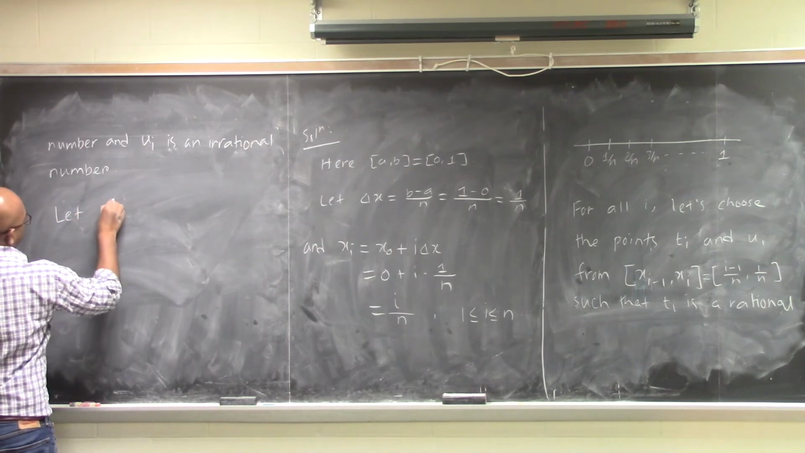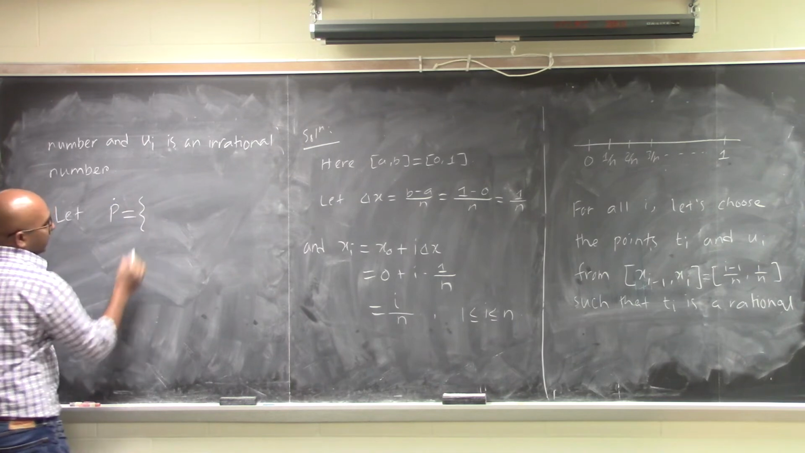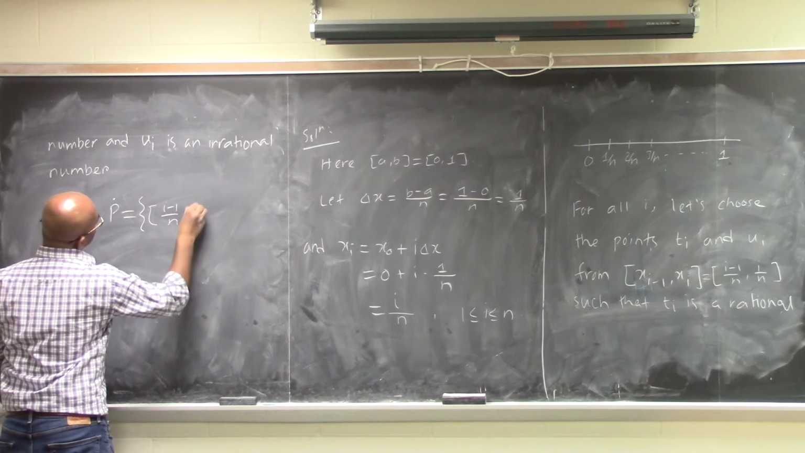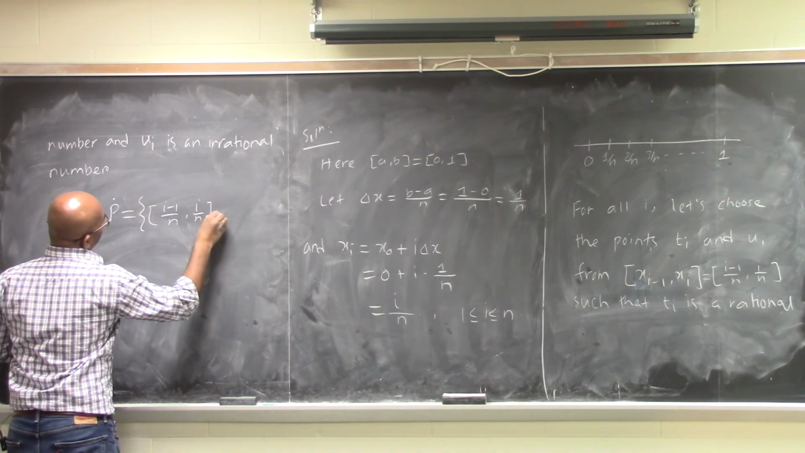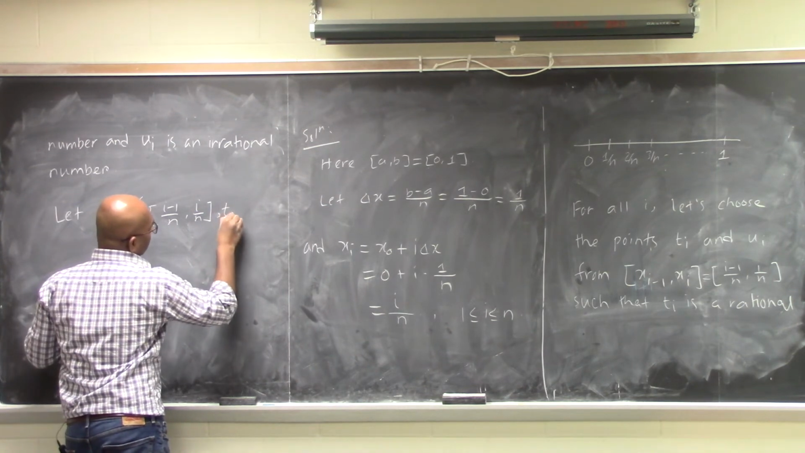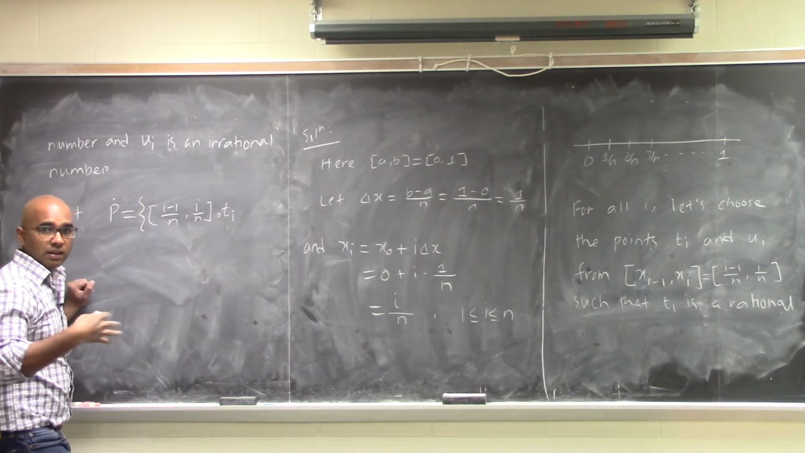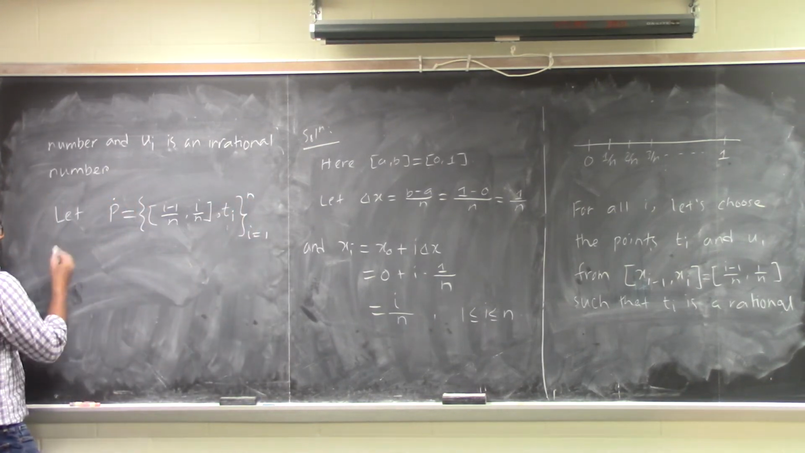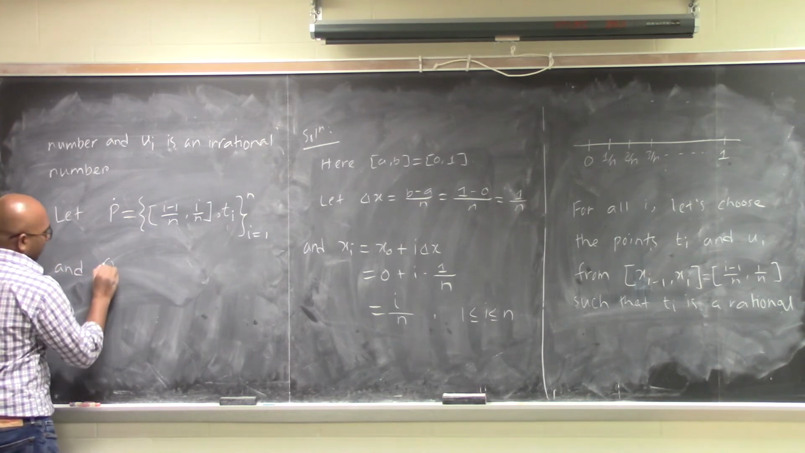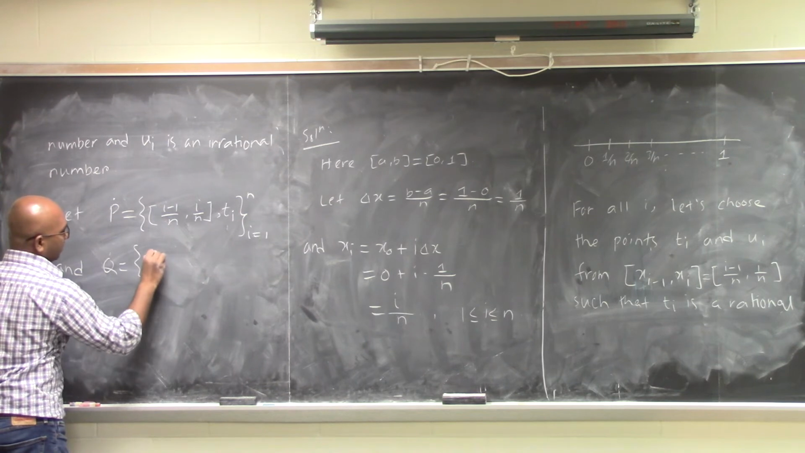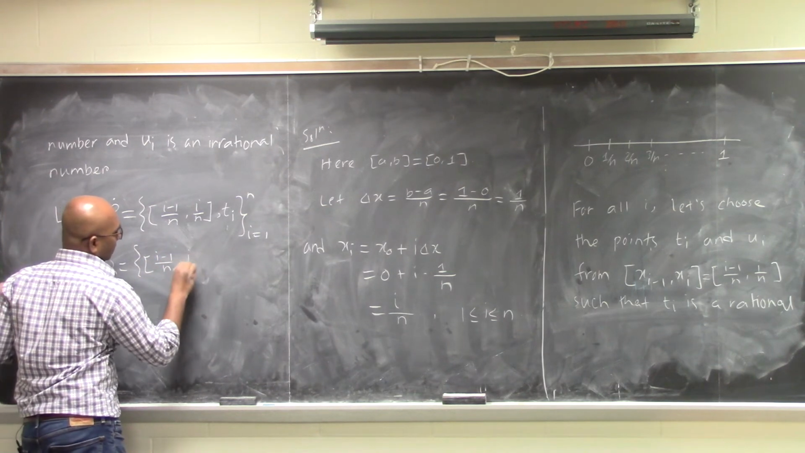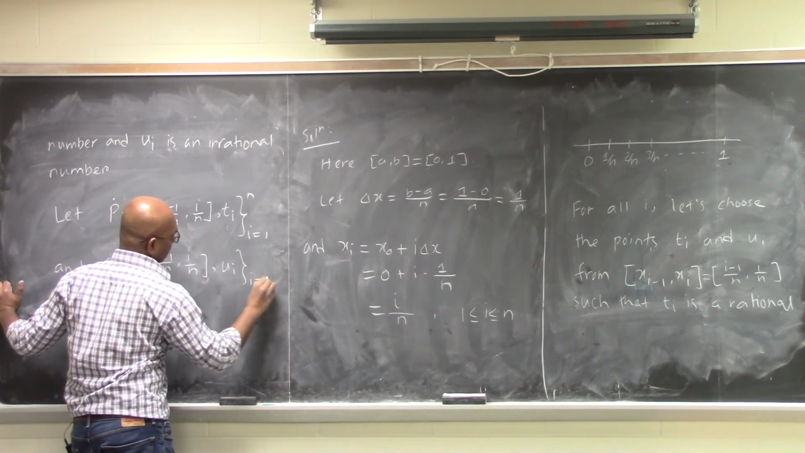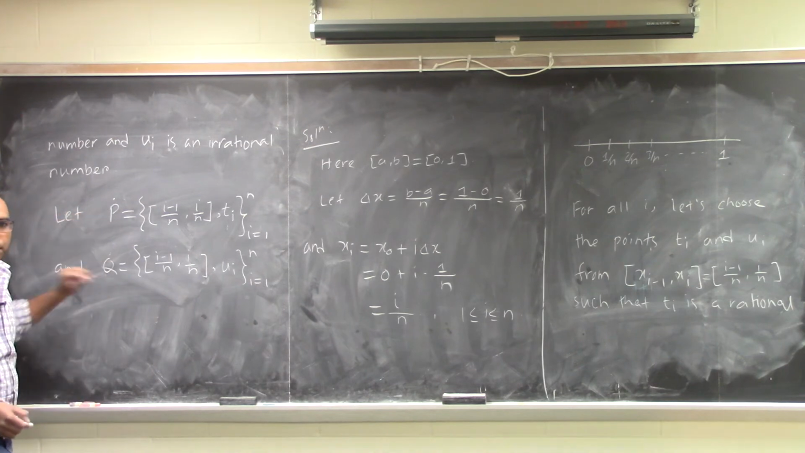We define these two tagged partitions. For tagged partitions we need the subintervals, and the subintervals are going to be the same. So this is (i minus 1) over n up to i over n, and for the first one our tags or representative points will be t sub i. These are rational numbers, and i runs from 1 up to n. Let P dot be this and Q dot be this. Intervals will remain the same, only the tags are changing.